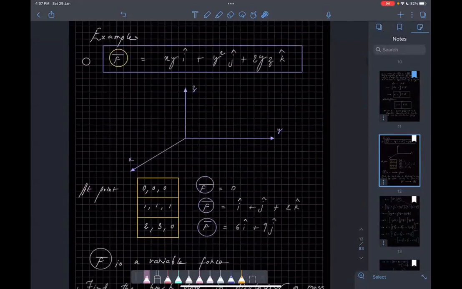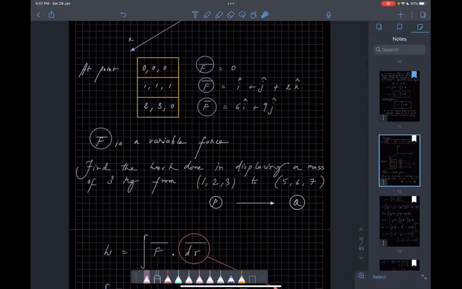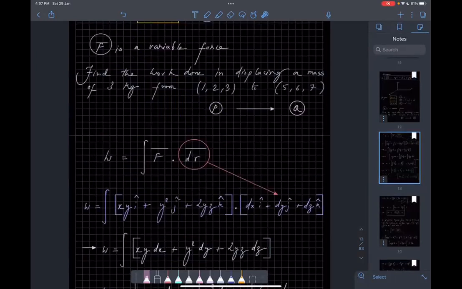So what I do is I find dW. An initial point I'm taking. For example, here I've given one example. Force at 0, 0, 0 will be 0. At 1, 1, 1, it will be 1 i cap, 1 j cap, 2 k cap, if you substitute the x, y, z coordinates here. At 2, 3, 0, you'll have 6 i cap, 9 j cap. F is given, no, sir? x y i cap plus y squared j cap. Now what I do is I'll write W is equal to the integral of F dot dr. Now what is dr?